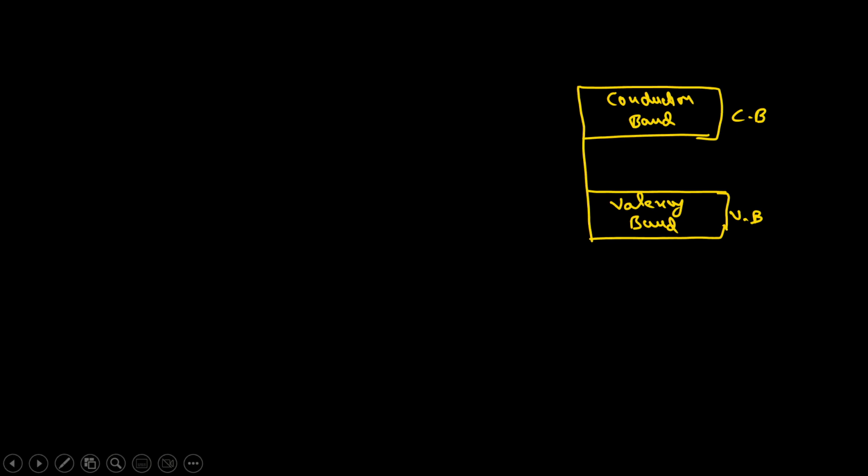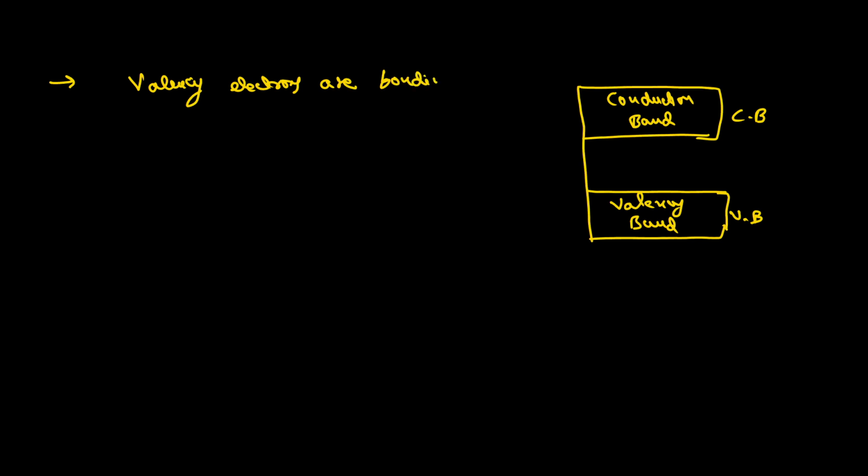So every atom has a valency band. The outermost orbit band is a valency band. In the valency band, all electrons are bonding electrons. Those are the fixed electrons. Those are not free electrons. So valency electrons are bonding electrons. Bonding means they can't move. Those electrons act as fixed electrons.